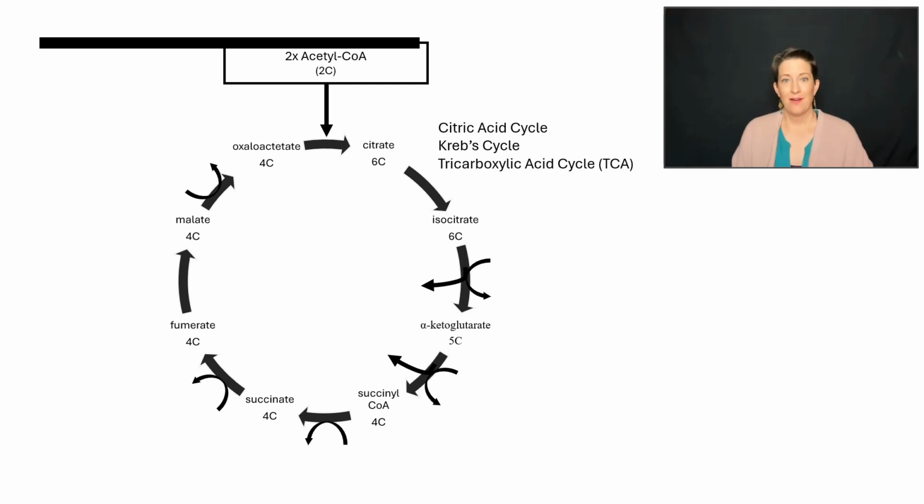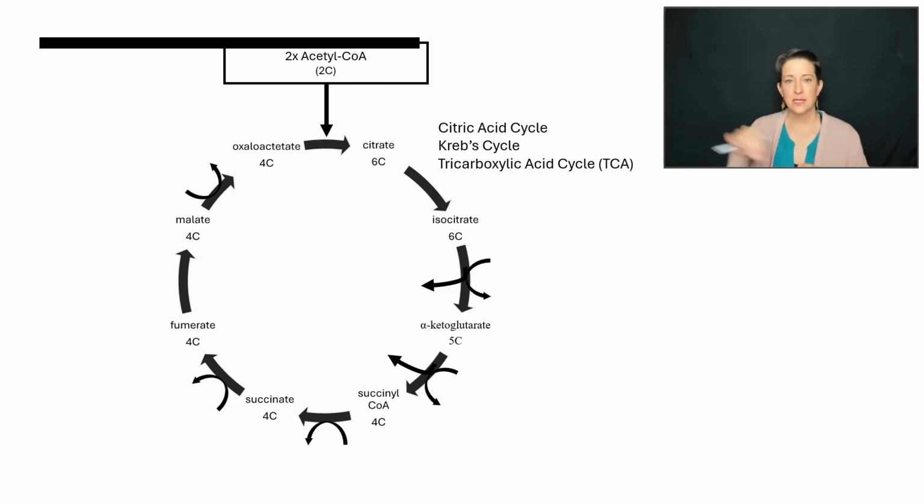Once we make our acetyl-CoA, we can now move into that circular metabolic pathway called the citric acid cycle, or the Krebs cycle, or the tricarboxylic acid cycle, or TCA. Yep, okay. We can't just have one name. So these cycles are just going to be occurring within the matrix of the mitochondria.